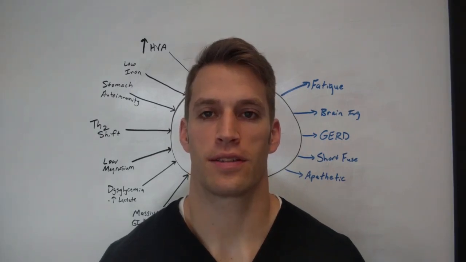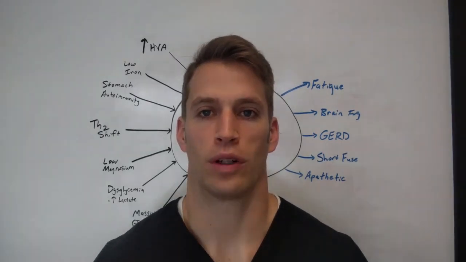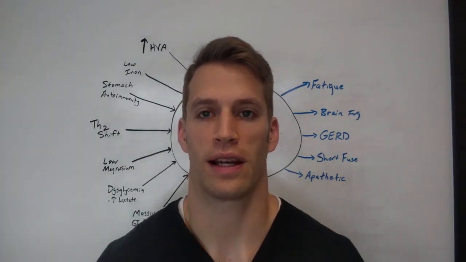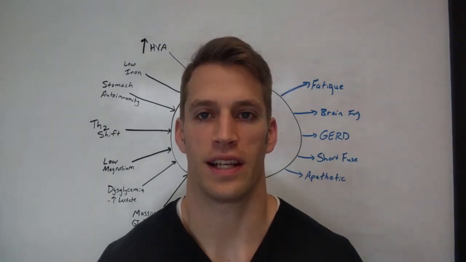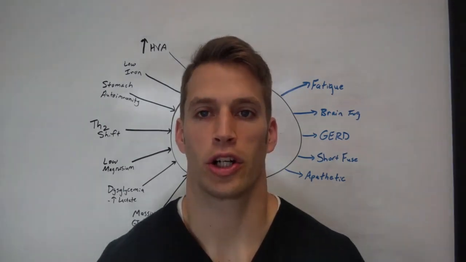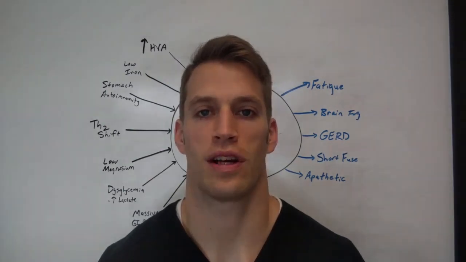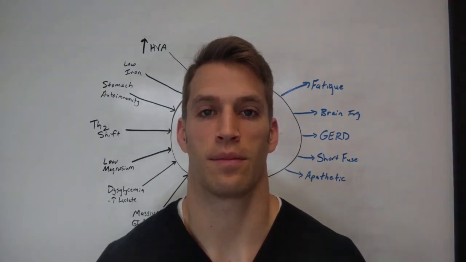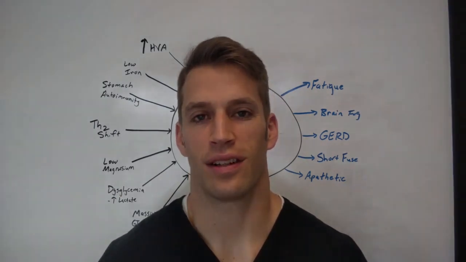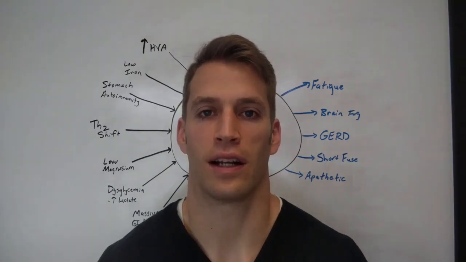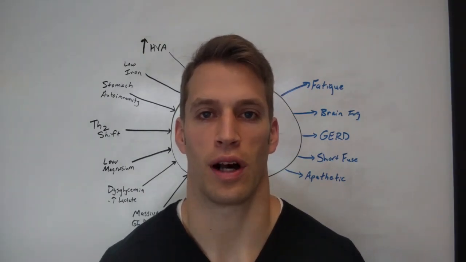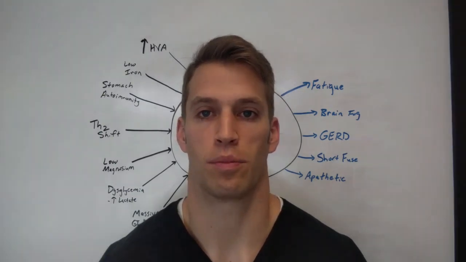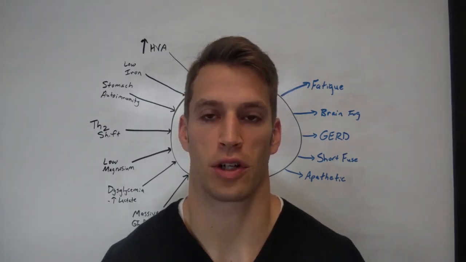Now you'll see the case diagram behind me, and what you'll see in blue over here are the person's complaints, and they include fatigue, brain fog, GERD, a short fuse, and apathy. Specifically, the short fuse and apathy symptoms cause you to think about dopamine and whether there are dopamine issues going on here. So these are, by all intents and purposes, brain complaints minus the GERD.